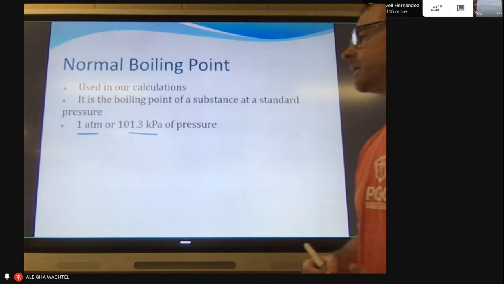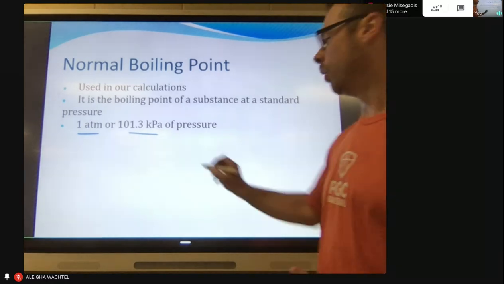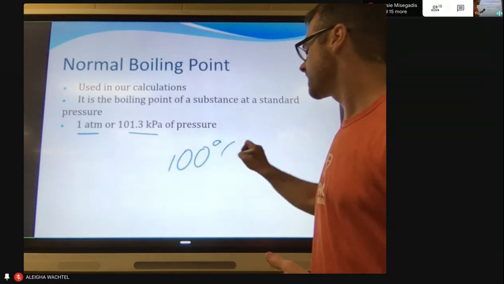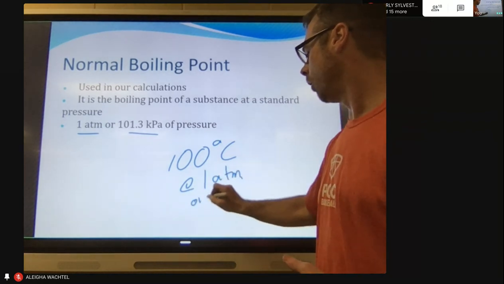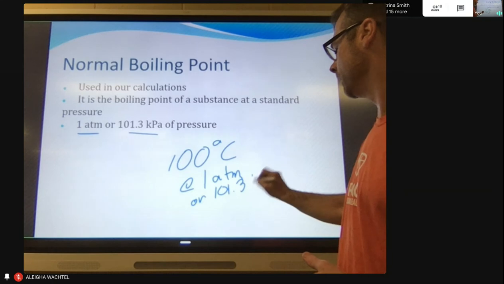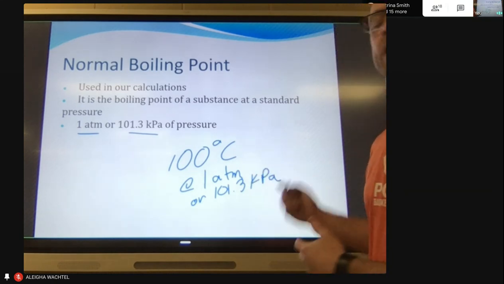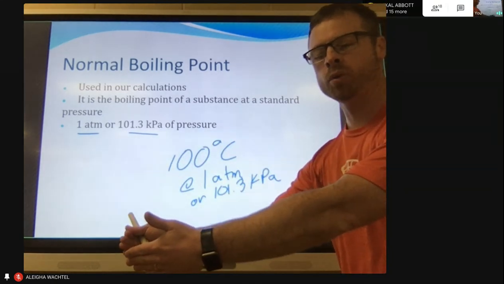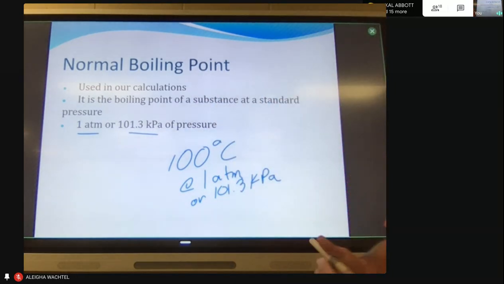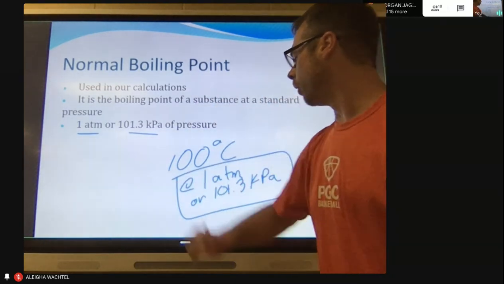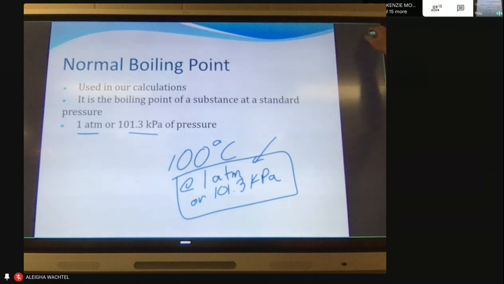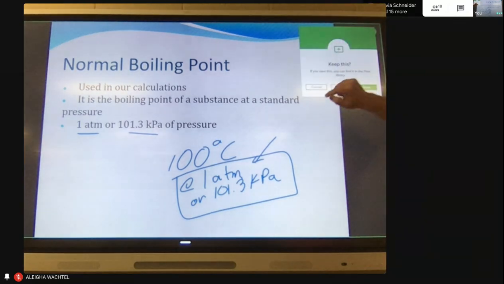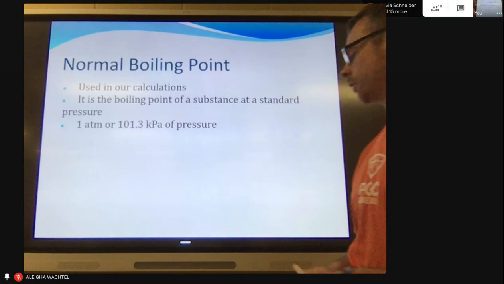But the idea is this. Water has a boiling point of 100 degrees Celsius at 1 atmosphere or 101.3 kPa. So now we're coupling a boiling point with a pressure. So the normal boiling point, water can boil at 70, but it's just not going to be at that pressure. So pressure is very important in determining what the state of matter is going to be.